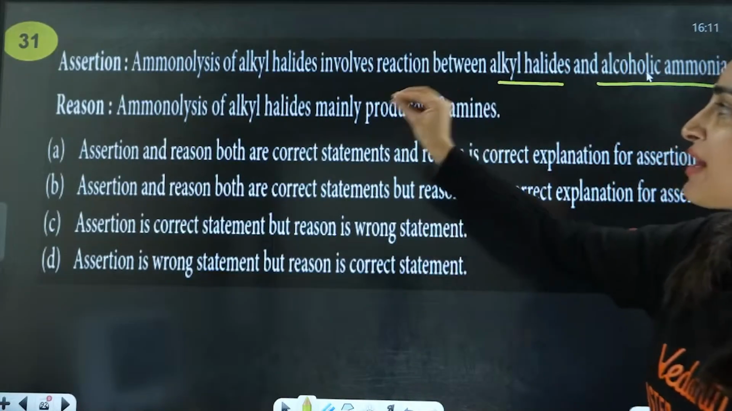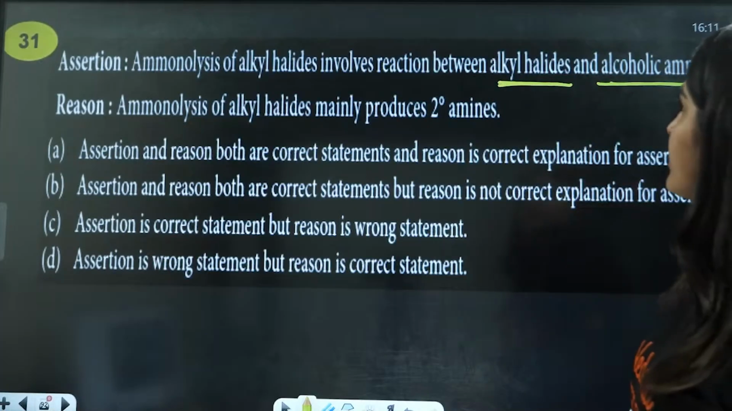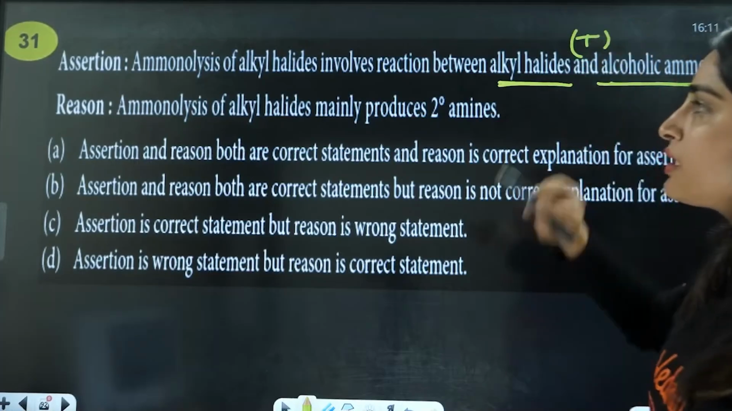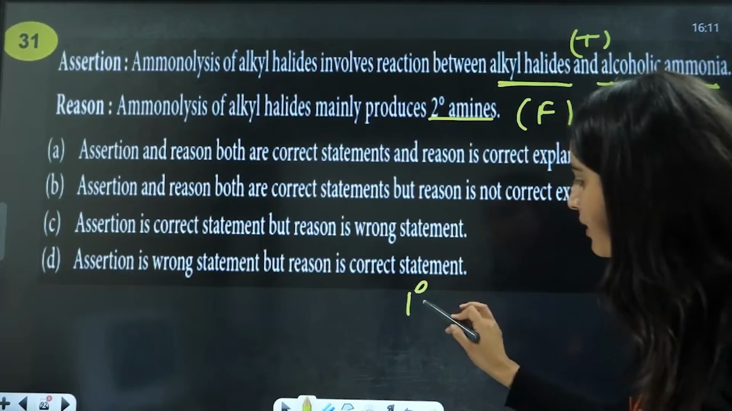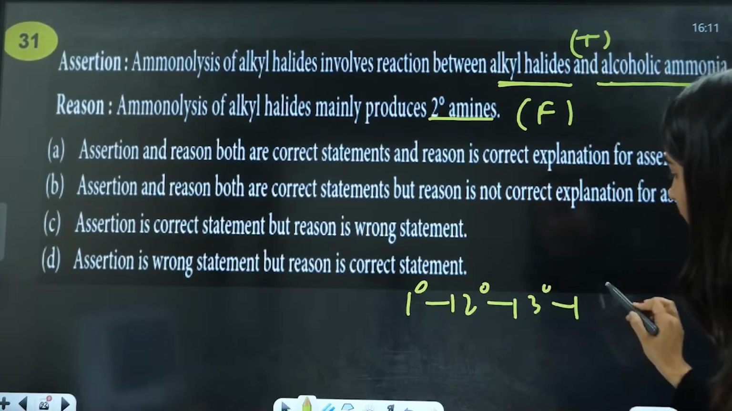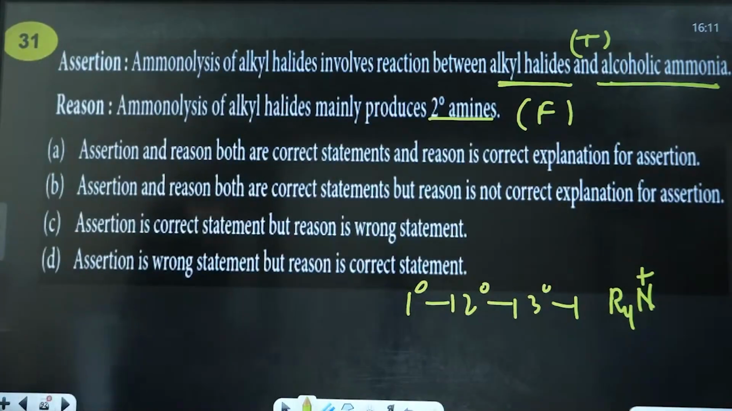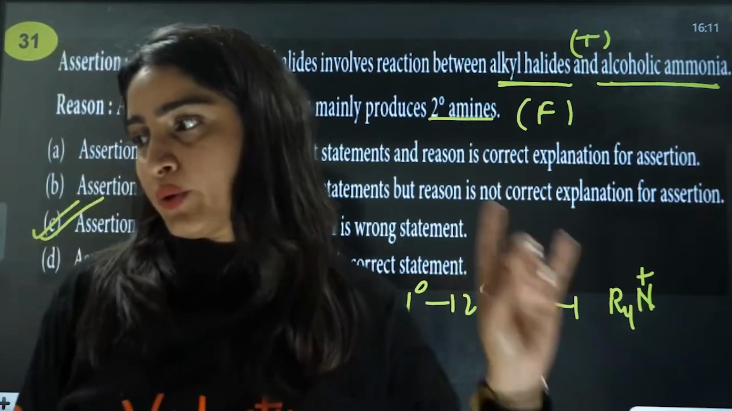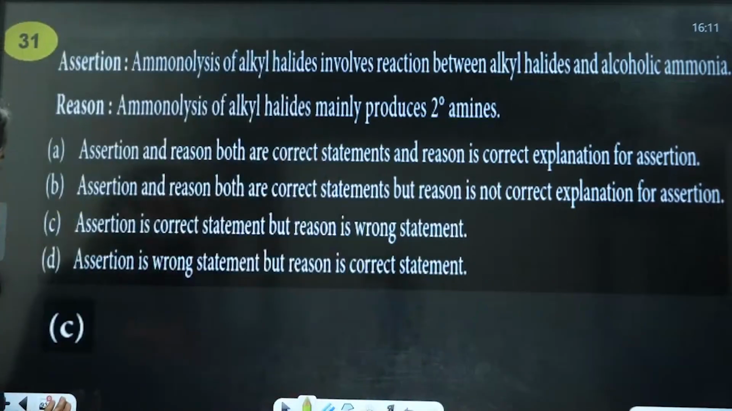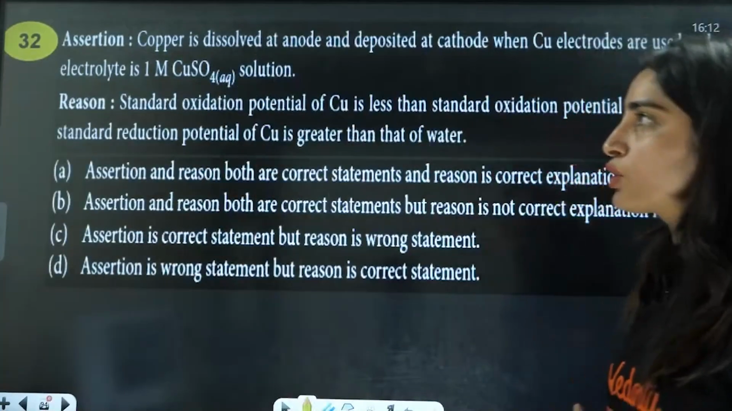Ammonolysis of alkyl halides involves reaction between alkyl halides and alcoholic ammonia. That statement is completely true. But the reason is false. It gives primary, secondary, tertiary amines, and quaternary amines as well. So here the assertion is correct, but the reason is the wrong statement. Are you understanding what we are doing?